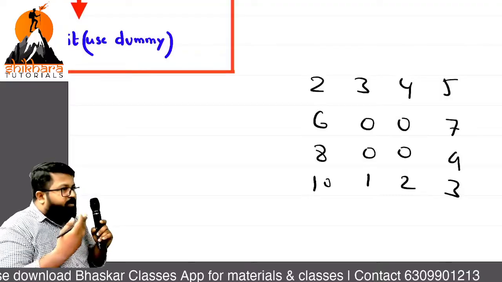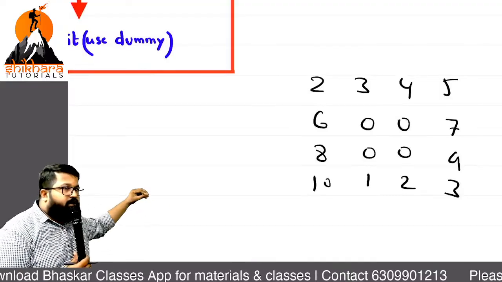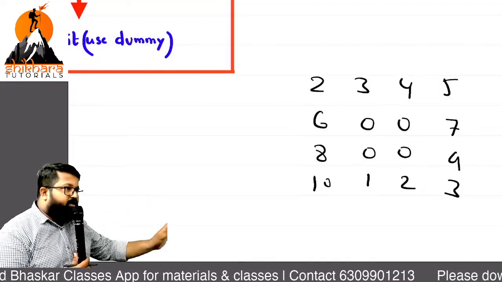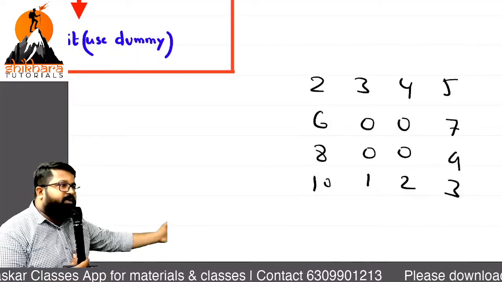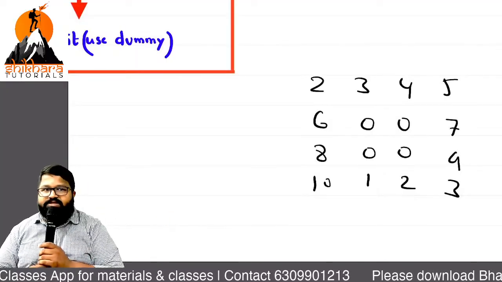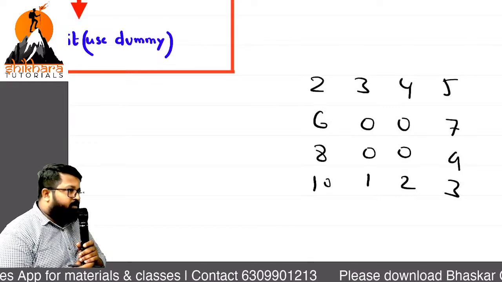Now, for example, can you cover these zeros? Basically, such a situation will not arise. But I'm telling, can you cover the zeros with lines? Try it.